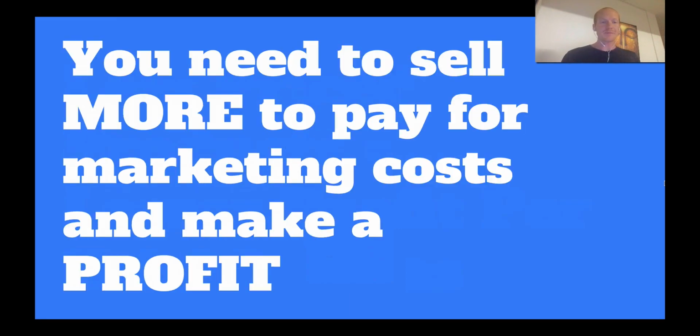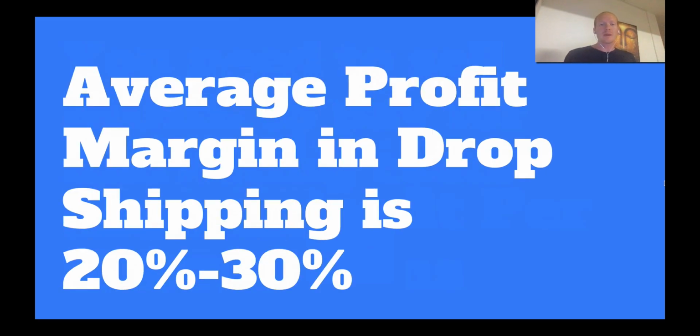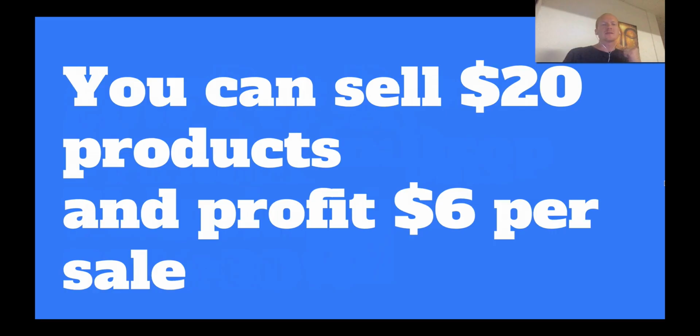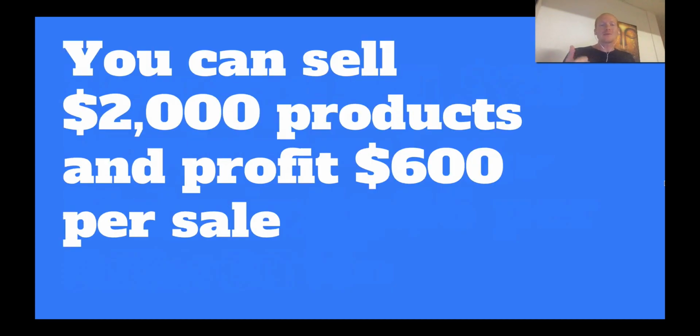Just the bottom line. You need to sell more quantity to pay for the marketing costs and to make a profit, right? And the average profit margin with dropshipping is somewhere around 20 to 30%. It can be higher, but usually that's what it is. And so that means that you can sell $20 products and profit $6 per sale, which is not much if you think about it, because you got to pay for ads, and so your ad spend is going to eat up the rest of that. Or you can sell $2,000 products and profit $600 per sale, and that will well and easily pay for the ads.